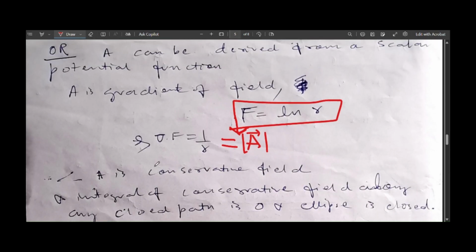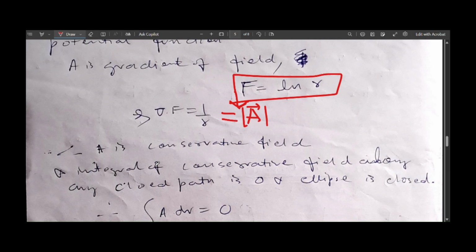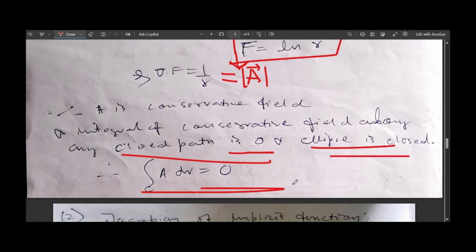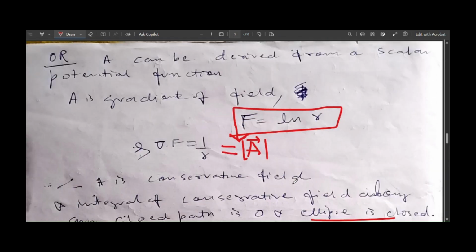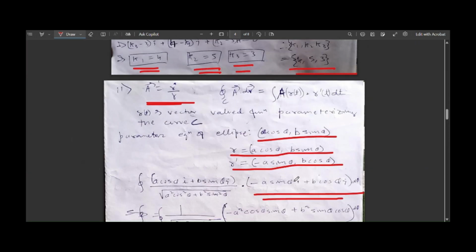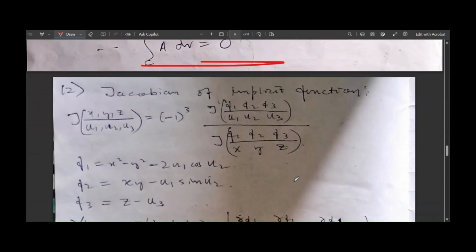Hence we can write a as the gradient of some field. Hence a is a conservative field. The integral of a conservative field along any closed path is 0, and we know an ellipse is a closed path, hence the integral will become 0. Hence it will be very easy to do this using intuition rather than doing this whole integration.